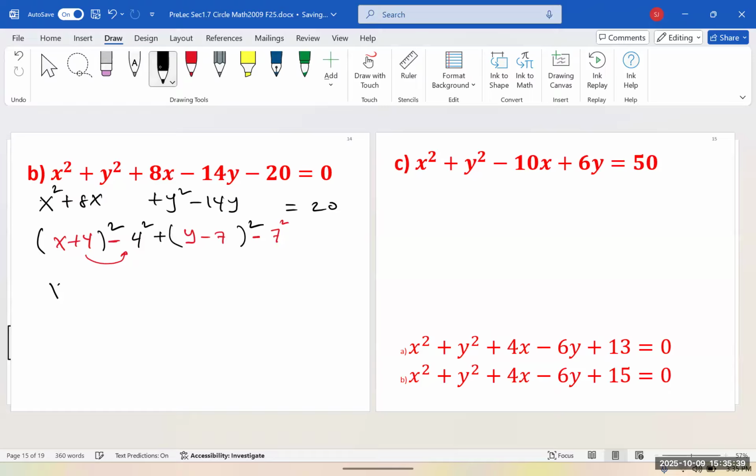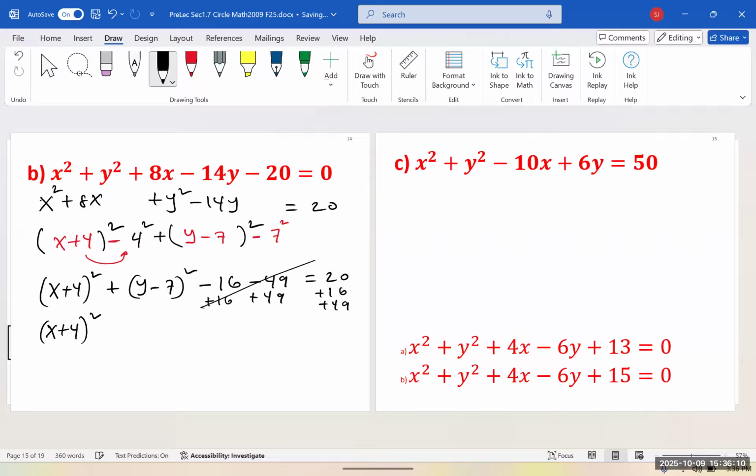So we have x plus 4 squared plus y minus 7 squared minus 16 minus 49 equals 20. And then you're going to add 16 and add 49. This is what I meant. Whatever you are subtracting on the left, you need to add the same amount on the right. So we have x plus 4 squared, y minus 7 squared, and how much is the total, the right side?